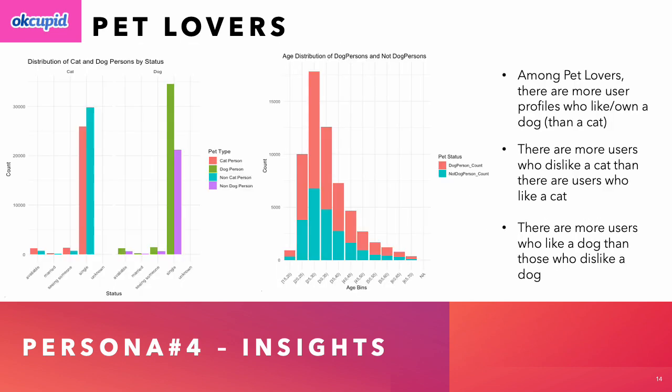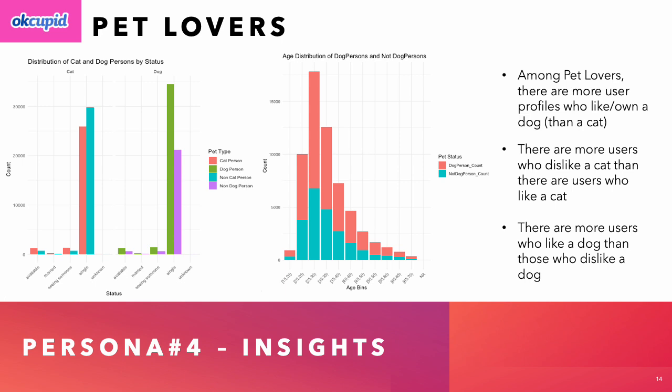When we look at pet lovers, we can have two charts here, one to represent them by the age bins and another to represent cat lovers versus cat non-lovers, and dog lovers, like people who like or own a dog versus people who do not like or never want to own a dog. So when you plot them on a chart, there are some distinct ideas that jump off in this chart, right? So you see a distinction here among the pet lovers.